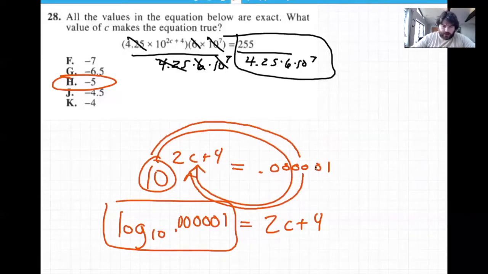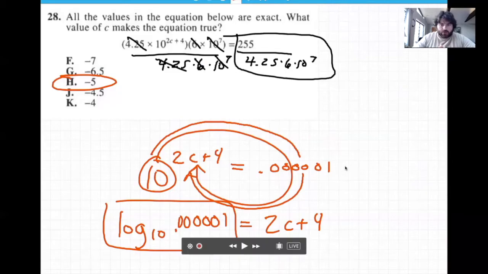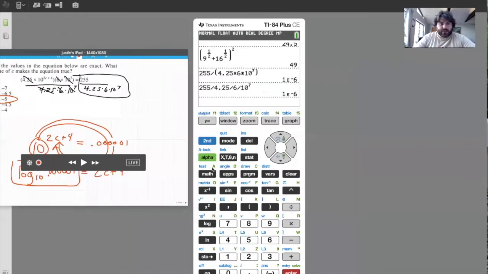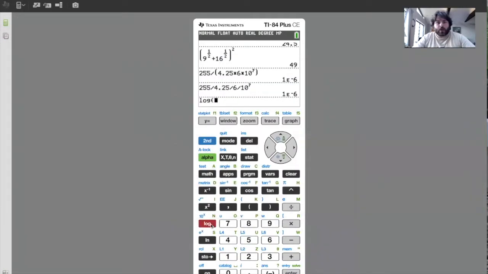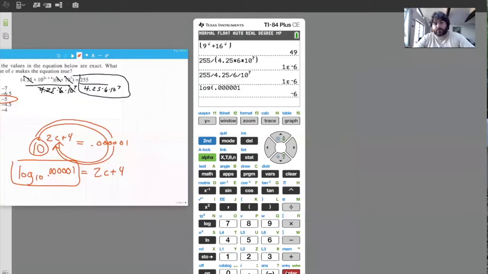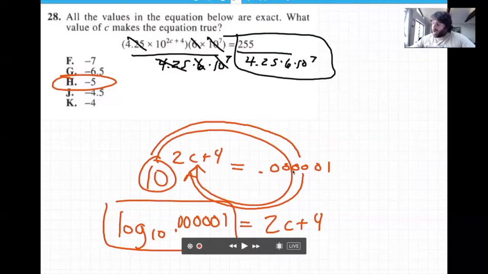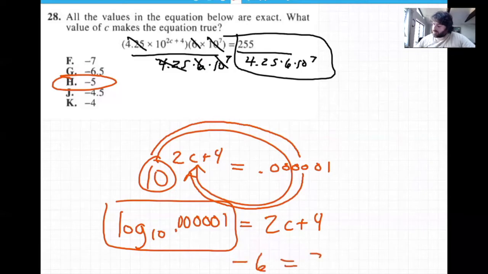Log base 10 is just log. So on your calculator, when you see a log base 10, that's really just the log button. So I'm just going to type log of that number, and it gives me negative 6, which remember is kind of what I got when I was working that over there. So I get negative 6 is equal to 2c plus 4.